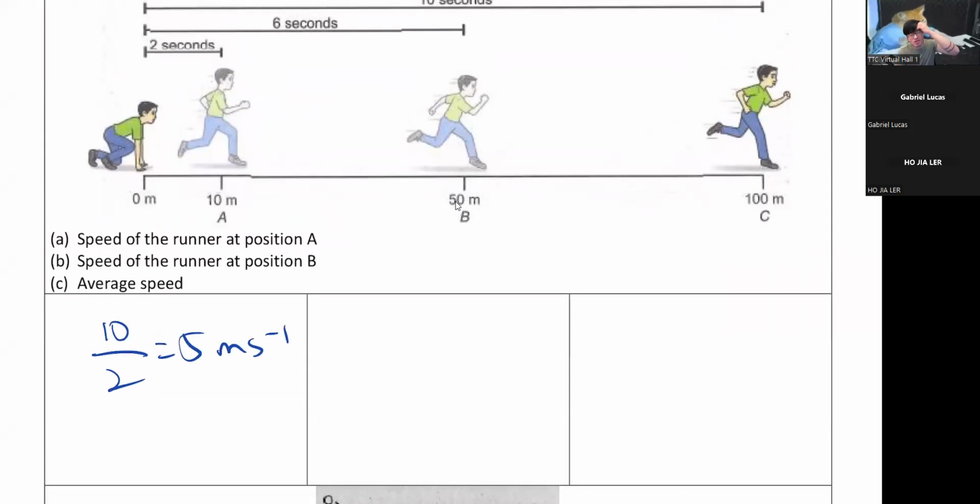Okay, well, I'm sure in your school exam it's not that easy lah. It will never be this easy.